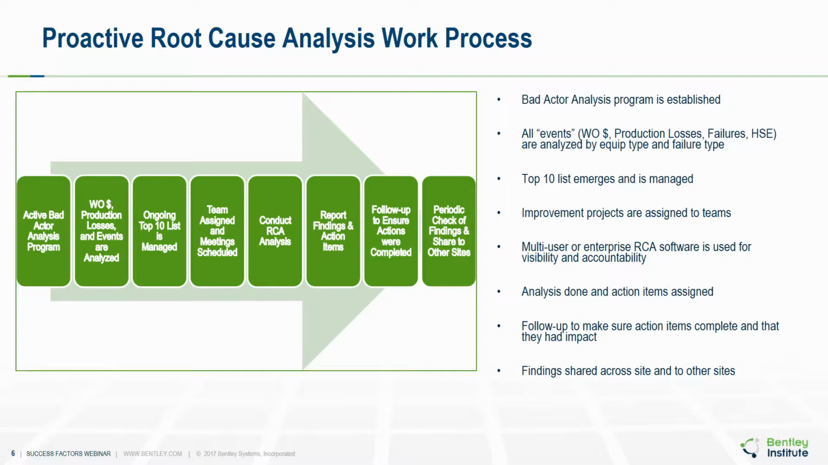The example process on the screen shows an active bad actor analysis program looking at impact from the unplanned events like failure records, work order costs, and production losses. Bad actors are then assigned to improvement teams for RCA projects, and meetings are planned. The analysis is conducted and findings and action items are reported. The team then follows through until all action items are implemented and then puts in place the structure for monitoring to ensure the solution has the desired impact.